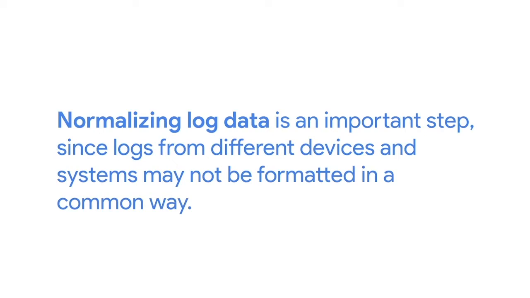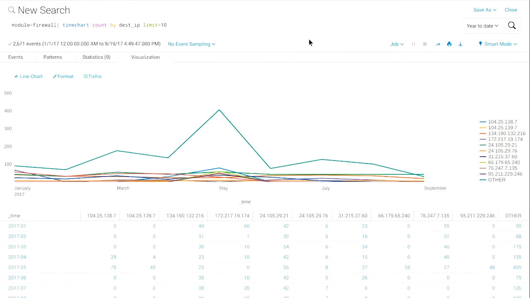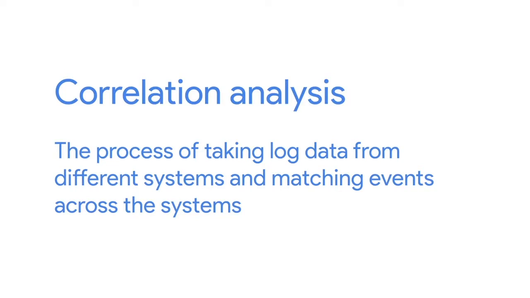Normalizing log data is an important step, since logs from different devices and systems may not be formatted in a common way. You might need to convert log components into a common format to make analysis easier for analysts and rule-based detection systems. This also makes correlation analysis easier. Correlation analysis is the process of taking log data from different systems and matching events across the systems. So if we see a suspicious connection coming from a suspect source address in the firewall logs to our authentication server, we might want to correlate that logged connection with the log data of the authentication server.